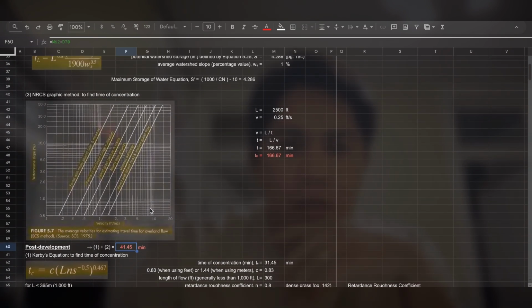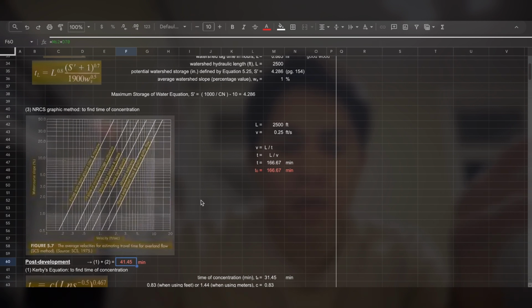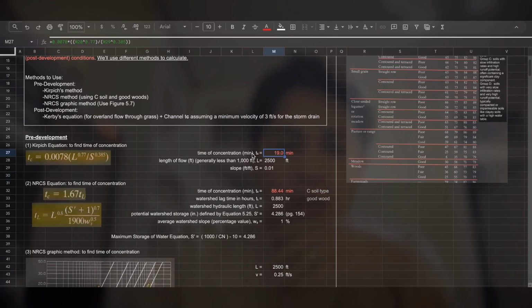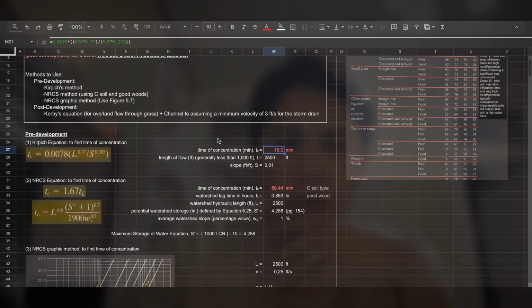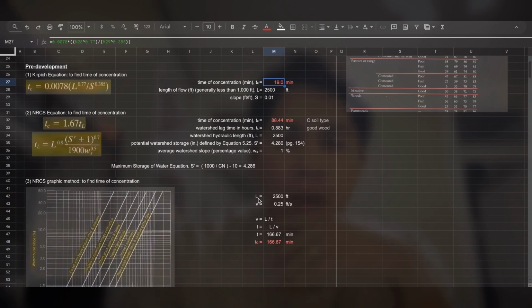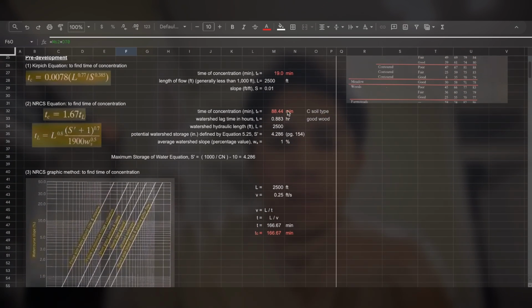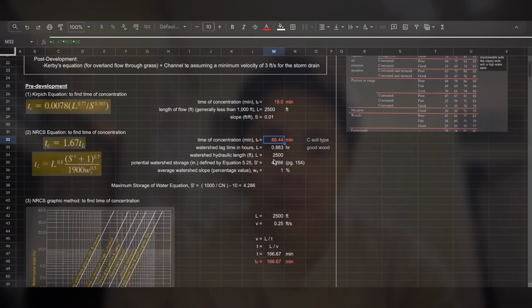If you think about it, since we have more area developed, we should have more runoff, or the water should flow faster. Here, in the pre-development, we got 19 minutes. Maybe the Kirpich equation doesn't make sense because this is faster than post-development. So maybe the Kirpich equation should not have been used for this area at all. These other ones make a little more sense because we expect the time of concentration to be faster after the development compared to the pre-development, right?